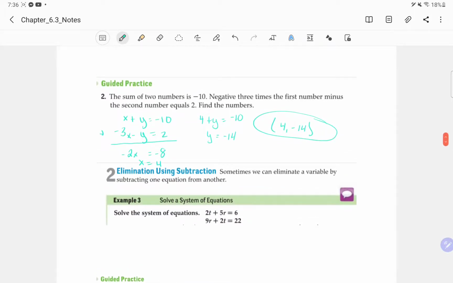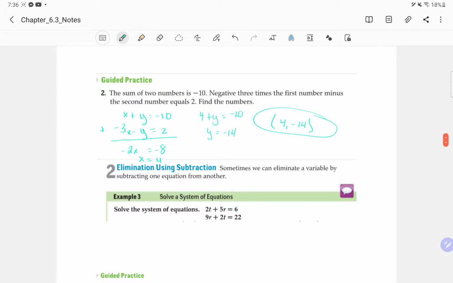I'm going to use my elimination, so my y's go away. x plus negative 3x becomes negative 2x equals negative 10 plus 2, which is negative 8. You divide, and you'll get x is equal to 4. Plug in 4. I plugged it into the top one, so 4 plus y is equal to negative 10. y then is equal to negative 14. Okay?